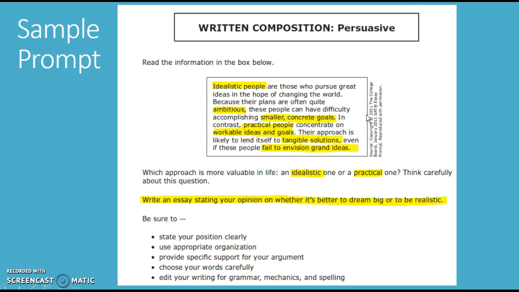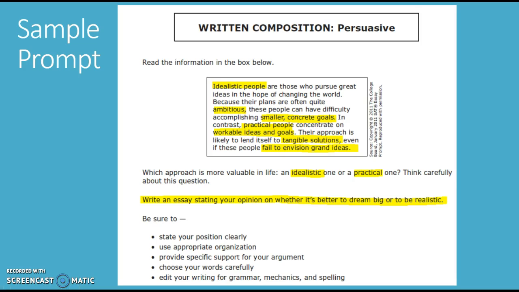Like if I just said, I'm going to pass my math test tomorrow, that's a pretty concrete, smaller goal. If I said, I'm going to make 100 on every single math test for the rest of my life, that's pretty idealistic. So again, understanding the prompt is extremely important. So this information is all here to help you. So please read it. You have lots of great vocabulary here that you can work with. So remember these words: idealistic, practical, realistic, and dream big. Those are all going to come up in the sample essay here in just a minute.